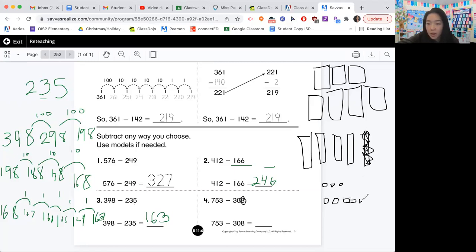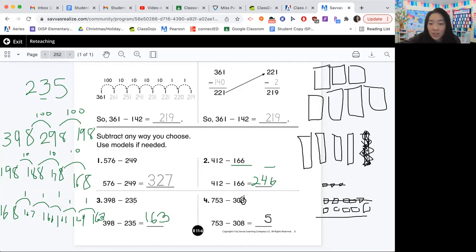4, 5, 6, 7, 8, 9, 10. Okay. So we took away this one. So this one is no longer there. I scribbled it out. Now we have enough. I'm going to subtract 8. So 1, 2, 3, 4, 5, 6, 7, 8. So how many ones do I have left? 5.